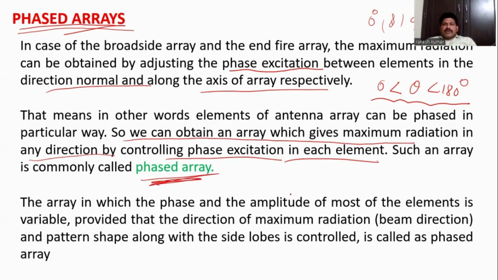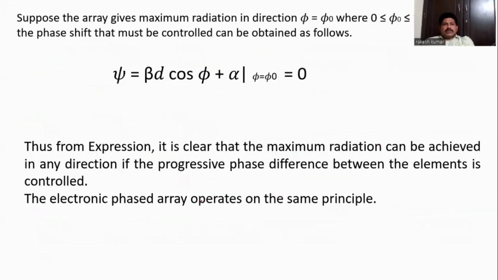The array in which the phase and amplitude of most of the elements is variable provides the maximum radiation.